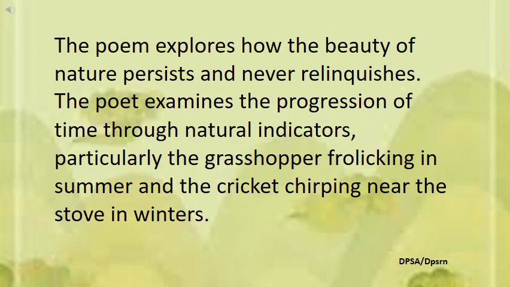The poet examines the progression of time through natural indicators in the poem, particularly the grasshopper frolicking in summer. Children, the word frolicking means play or move about in a cheerful and lively way. And the cricket chirping near the stove in winters. Children, the poet has depicted two seasons in this poem. The first stanza is set in summer and the second stanza of the poem is set in winter.